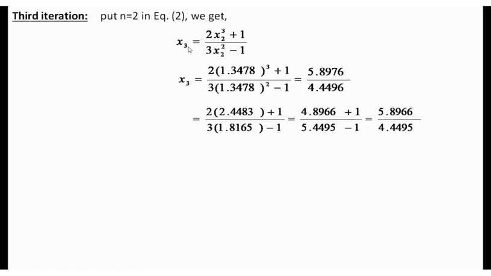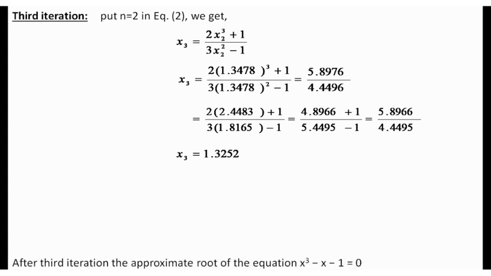So third iteration, put n is equals to 2 in equation 2, we get x3. So it was x(n plus 1), right? So n plus 1, 2 plus 1 is 3. That is why we got x3. In the same way it was for the other 2 iterations. Here after solving, we get x3 value 1.3252.